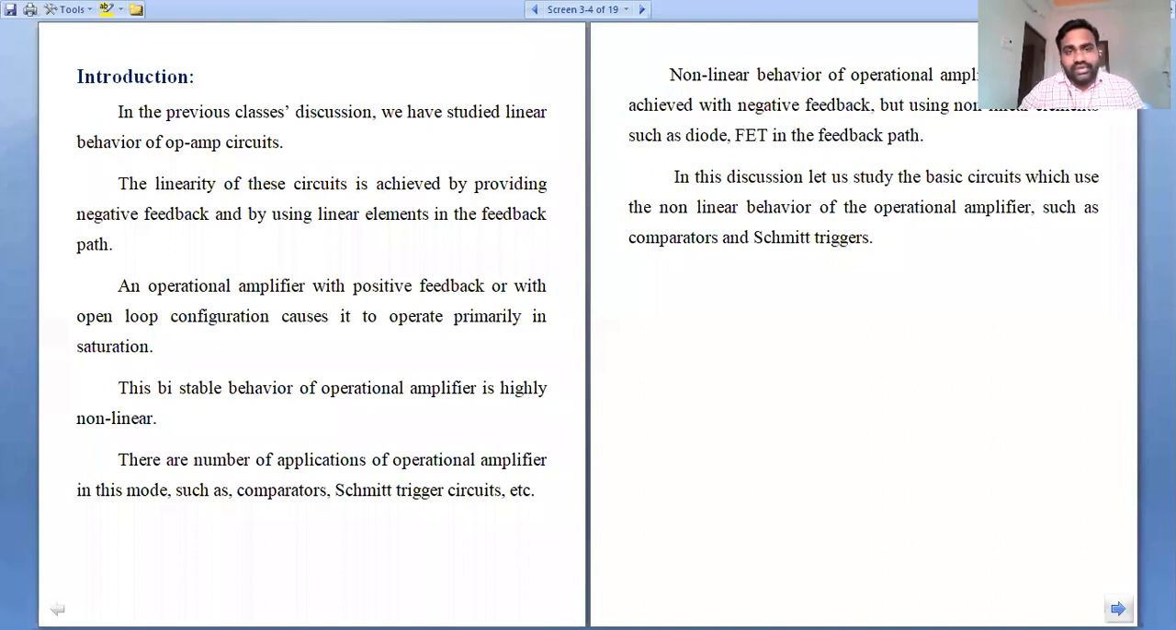And when we explained the linear applications of operational amplifier in our prerequisites, we discussed inverting type operational amplifier, non-inverting type operational amplifier, and numerous applications. We discussed difference amplifiers, integrators, and differentiators. And we applied our knowledge to instrumentation amplifiers even. So now in today's class, we are going to discuss nonlinear applications of operational amplifier.